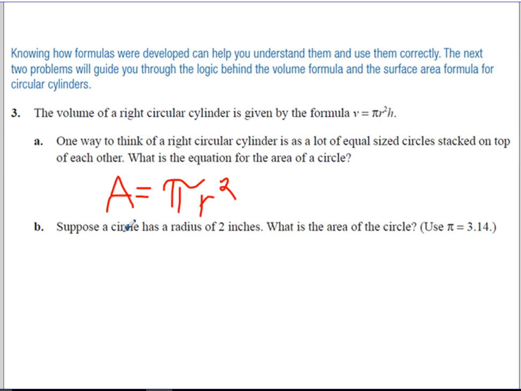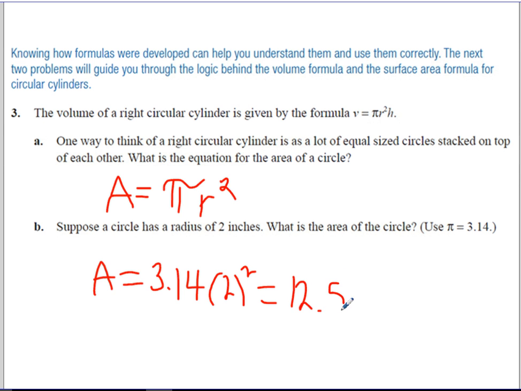And so if we have the area of our bottom, then we can multiply it by the height. So an example says, suppose a circle has a radius of 2 inches. What is the area? And that again asks us to use 3.14. So it'll be 3.14 times 2 squared, or 2 to the second power. And that will give us 12.56. And again, since it's area, we have inches squared.